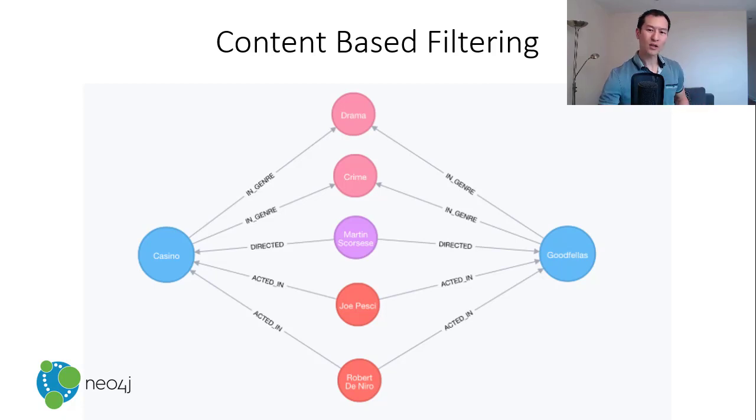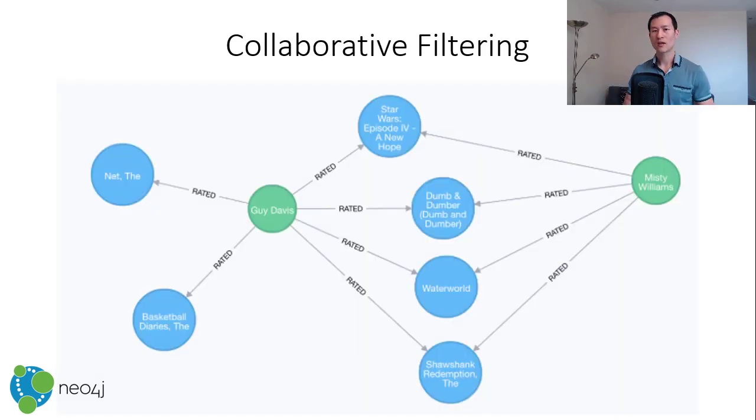The next way that a recommendation engine can work is using a method called collaborative filtering. And basically the way that this works is, if two users have a similar interest in movies, recommend the movies that one of the users hasn't already watched.